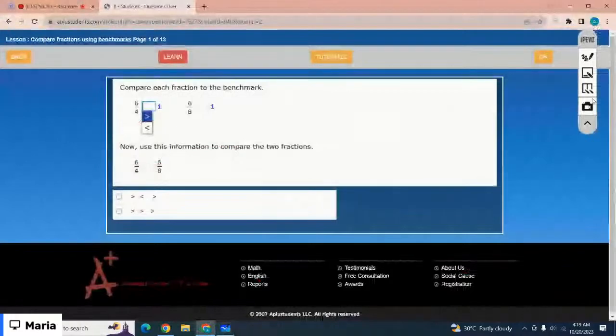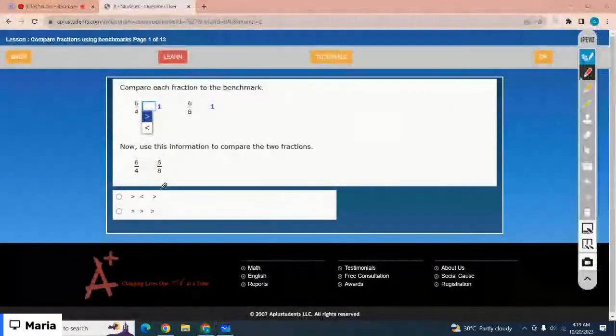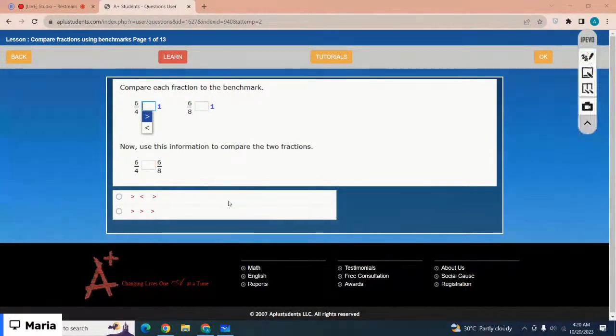6 by 4 is greater than 1. 6 by 8 is less than 1. And 6 by 4 is greater than 6 by 8. So which is true? This one, and this is the correct option. Basically, we need to write all the three signs, right? So option 1 is the correct option. Got it? The correct option is option number 1, right?